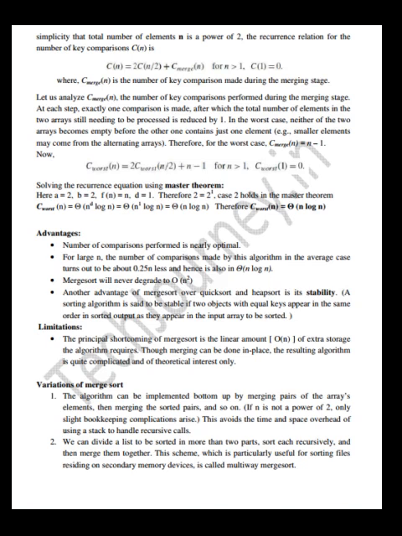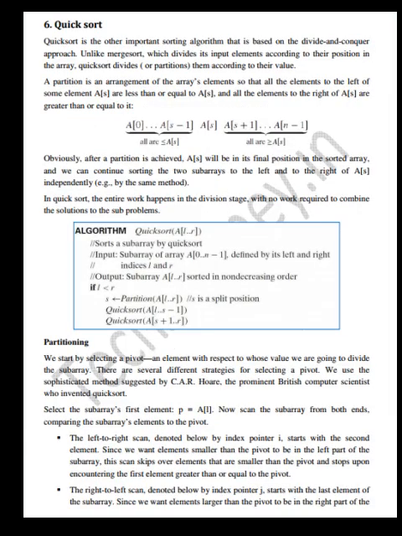Second, we can divide a list to be sorted in more than two parts, sort each recursively, and then merge them together. This scheme, which is particularly useful for sorting files residing on secondary memory devices, is called multiway merge sort. Now let us see quicksort.